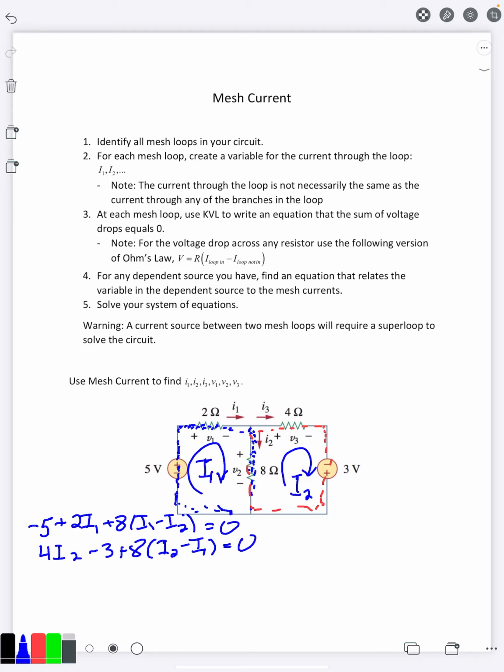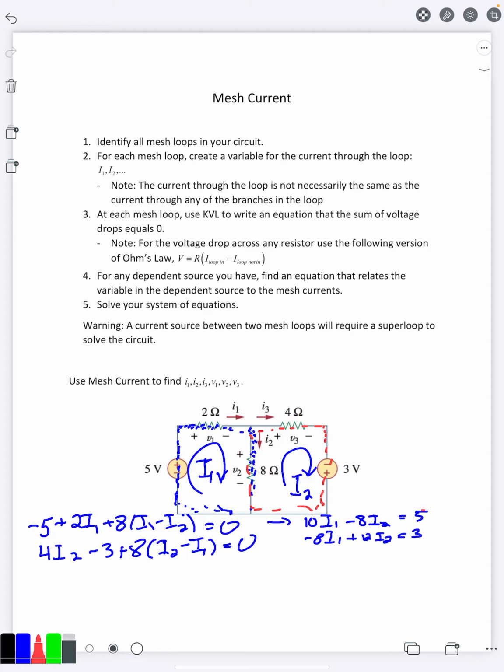So if you remember, it's always just V equals R times I loop in minus I loop not in. It will all work out with passive sign convention as long as you are consistent clockwise and everything. So just make your life easier and do it this way here. So then I have a system of two equations and two variables. We can simplify these things here. Let's see, 2 and 8 makes 10 I1 minus 8 I2 equals 5. And then for the second one here, I have minus 8 I1 plus, let's say, 12 I2 equals 3.